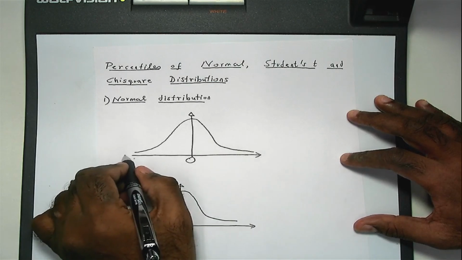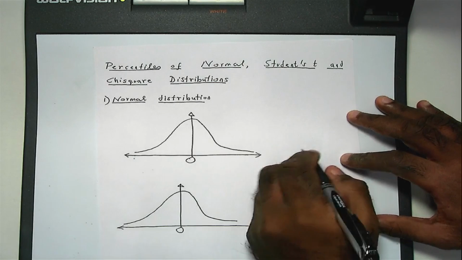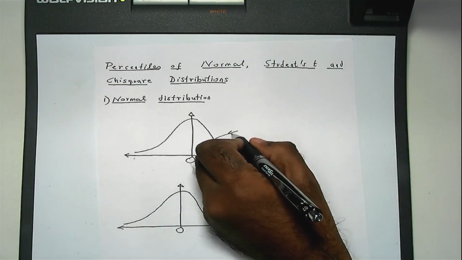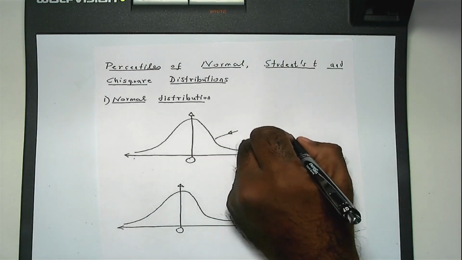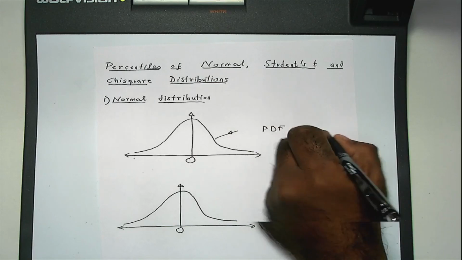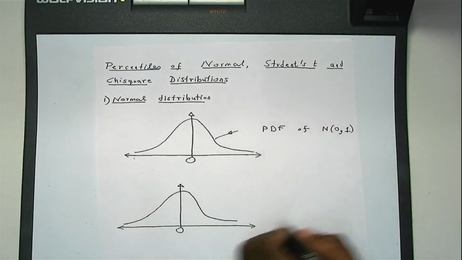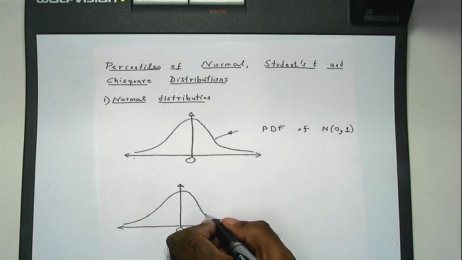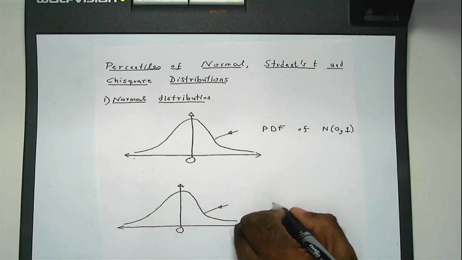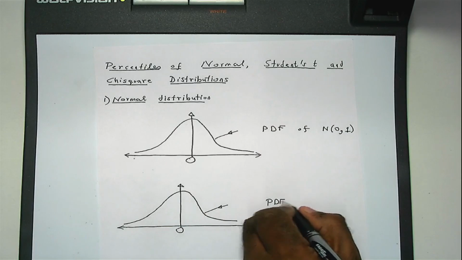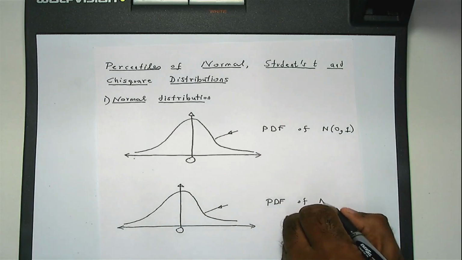So this is the PDF of normal, zero mean and variance 1, and the same thing here, the PDF of normal with zero mean, variance 1.